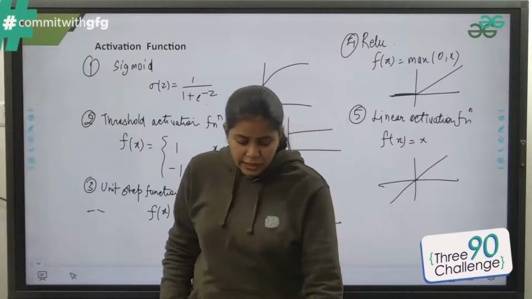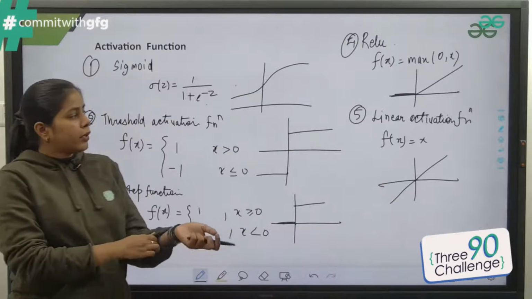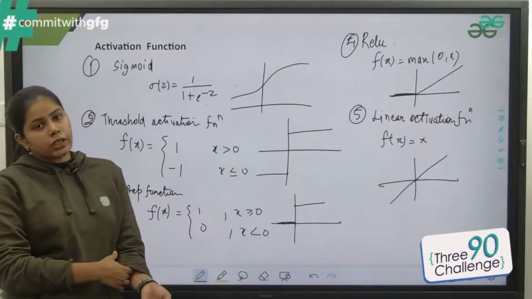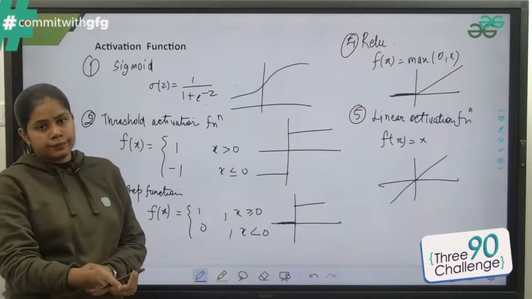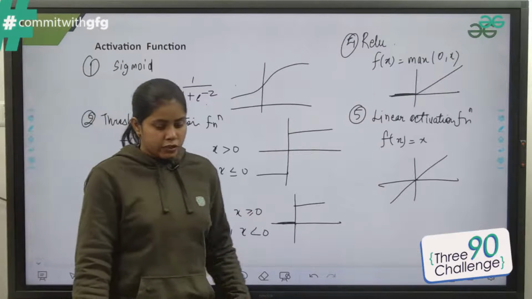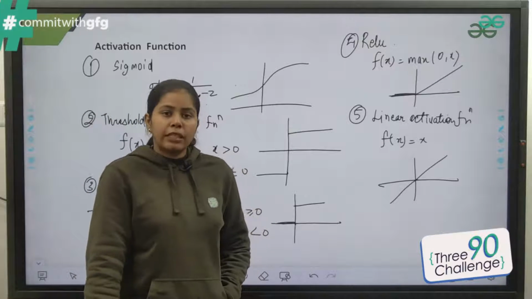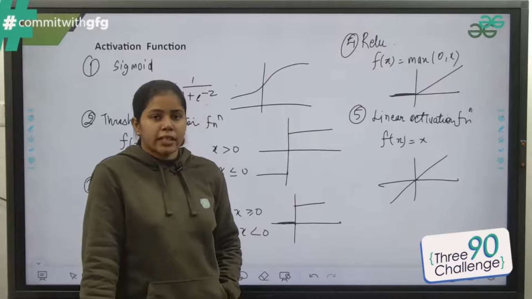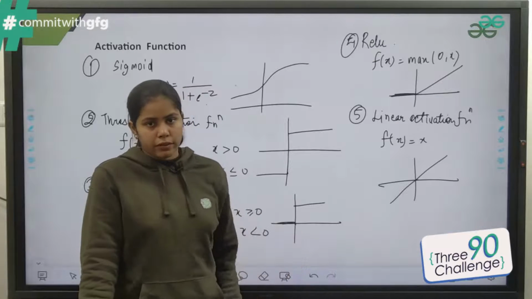Can you tell me, guys, why we do not use the linear activation function in a neural network? This linear activation function, anybody? Can anybody tell me why we do not use the linear activation function in a neural network?